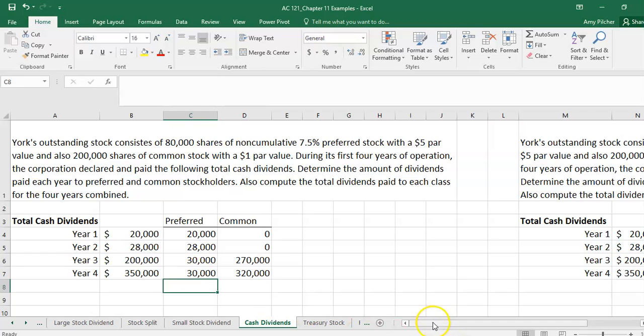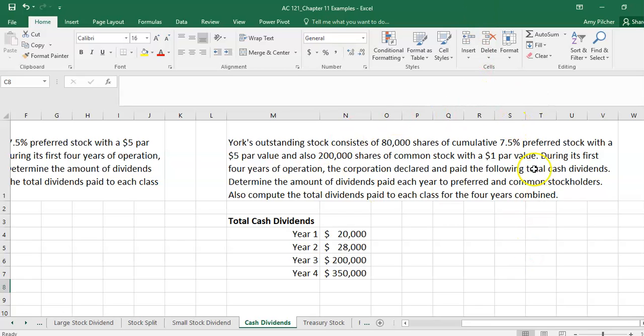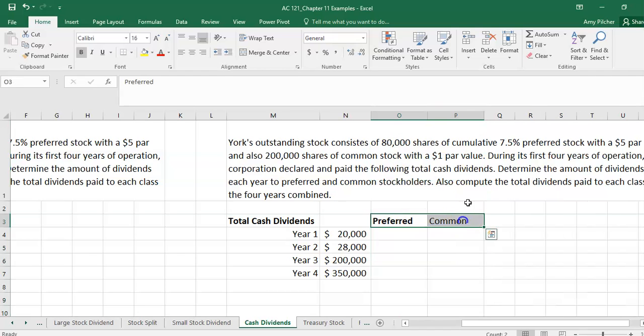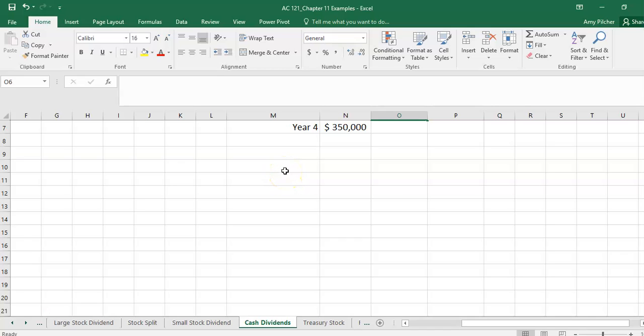In this next example, we have cumulative stock. This is the same information, but now it's cumulative stock. When it is cumulative, that means that preferred shareholders are not only guaranteed $30,000 a year, but the company has to make up to a full $30,000 if they don't pay it in each year. What they do is whatever they haven't paid gets put into an account called dividends in arrears.